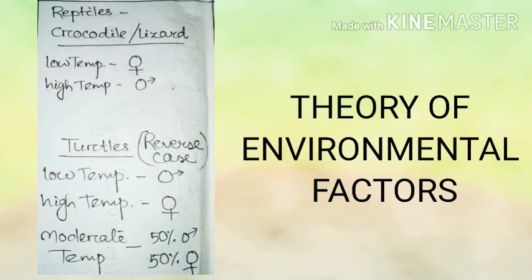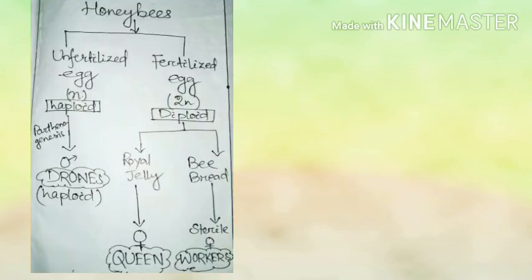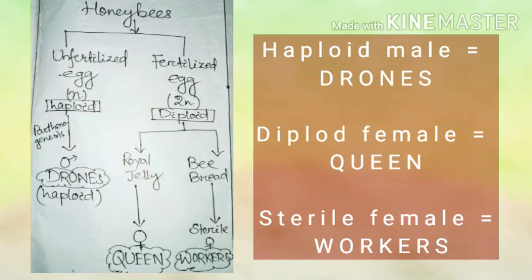The haplo-diploid mechanism is the last theory of sex determination. In the case of the haplo-diploidy mechanism, we take the example of the honeybee. The honeybee produces two types of egg. As we can see here, one is unfertilized and another one is a fertilized egg. The unfertilized egg is haploid, meaning n number of chromosomes, and by the process of parthenogenesis males are produced, and those are also haploid, and they are drones in that hive.